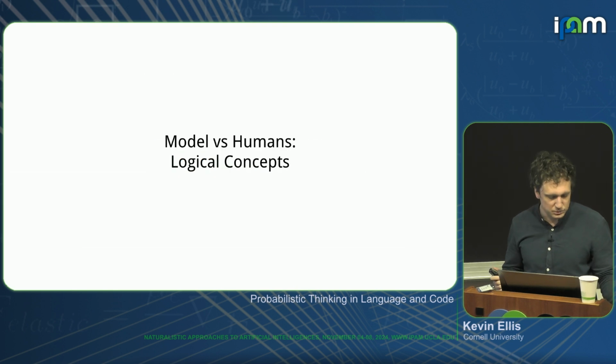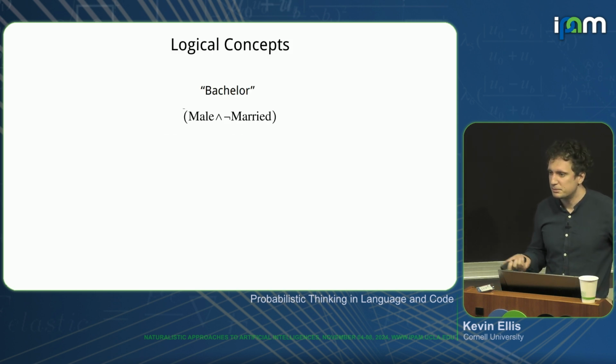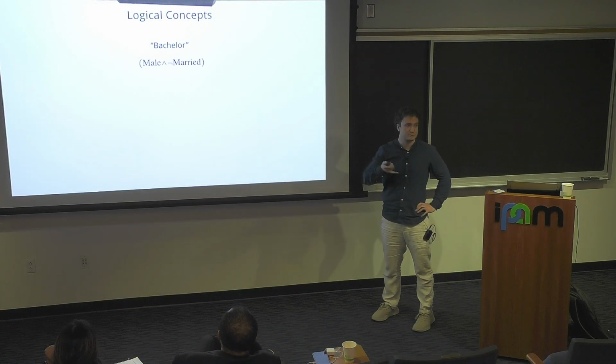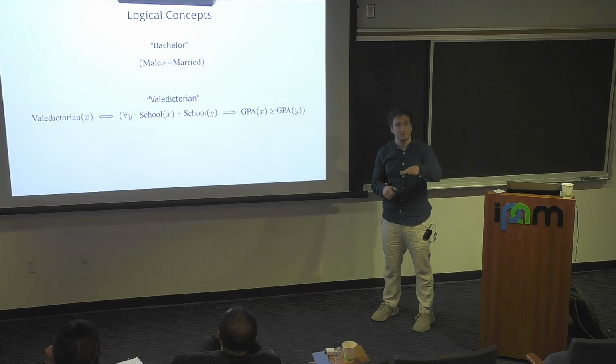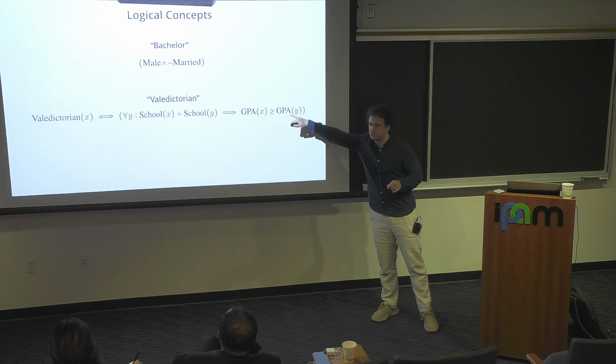OK, so we took this model and we applied it to some basic concept learning problems. These were things you could easily describe in logic. So things like a bachelor is male and not married. So imagine learning bachelor from examples. But also first order concepts. So a valedictorian is something which involves quantifiers. You've got to compare all the students within a school and say, for all students y, if they're in the same school, then the valedictorian's GPA is higher.